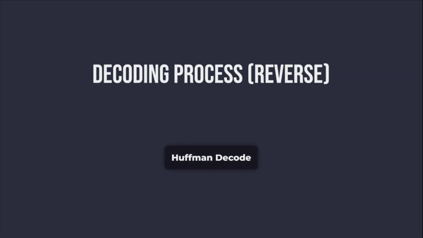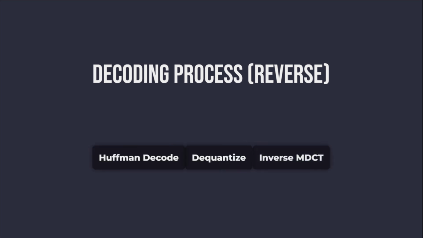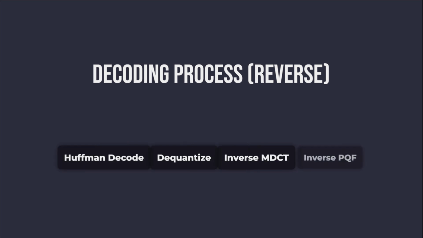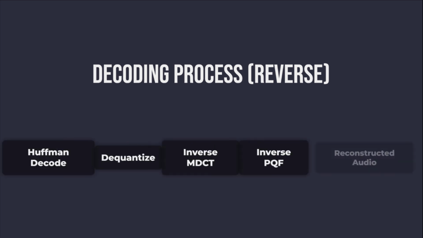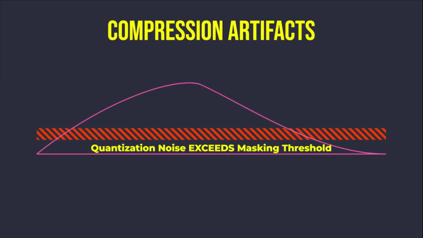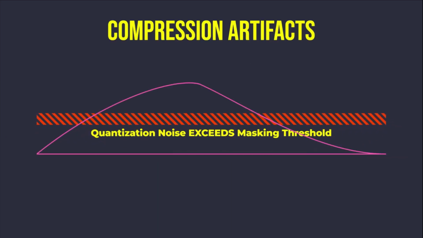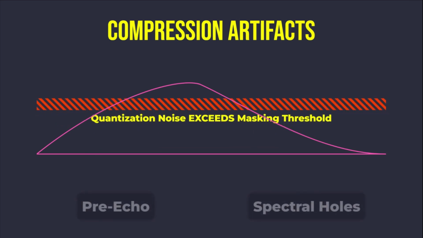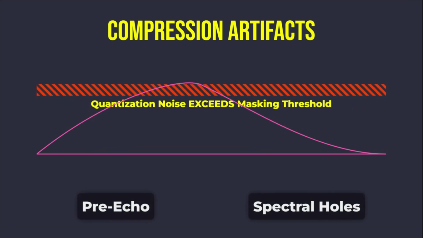To play the compressed file, the decoder reverses the process. It first decodes the Huffman stream, then dequantizes the spectral coefficients, and finally uses the inverse Modified Discrete Cosine Transform, or MDCT, combined with the inverse Polyphase Quadrature Filter bank to reconstruct the time domain signal. The inherent limitation of lossy compression is the introduction of artifacts. If the bitrate is too low, the quantization noise exceeds the masking threshold, resulting in audible distortions like pre-echo, where quantization noise becomes audible just before a sharp transient sound, or spectral holes, where too many frequency components were aggressively discarded.